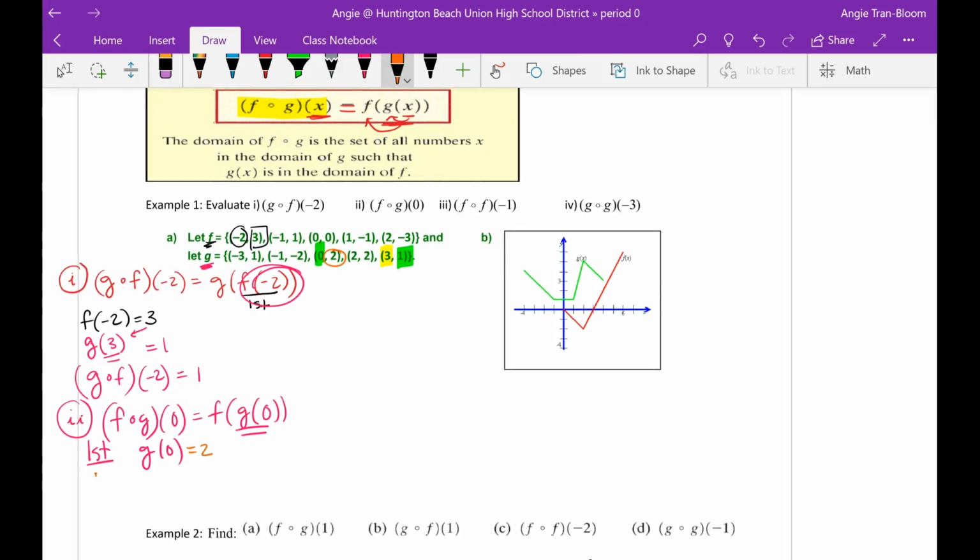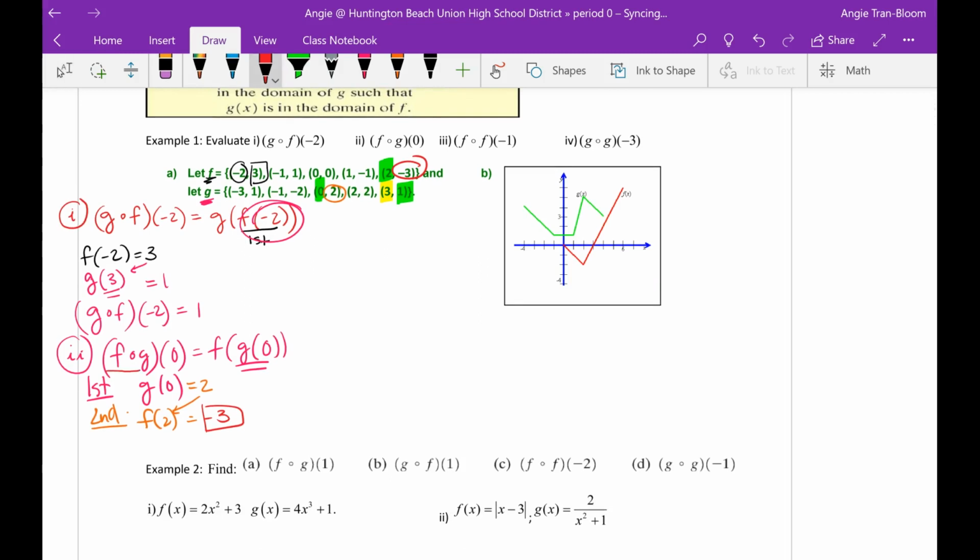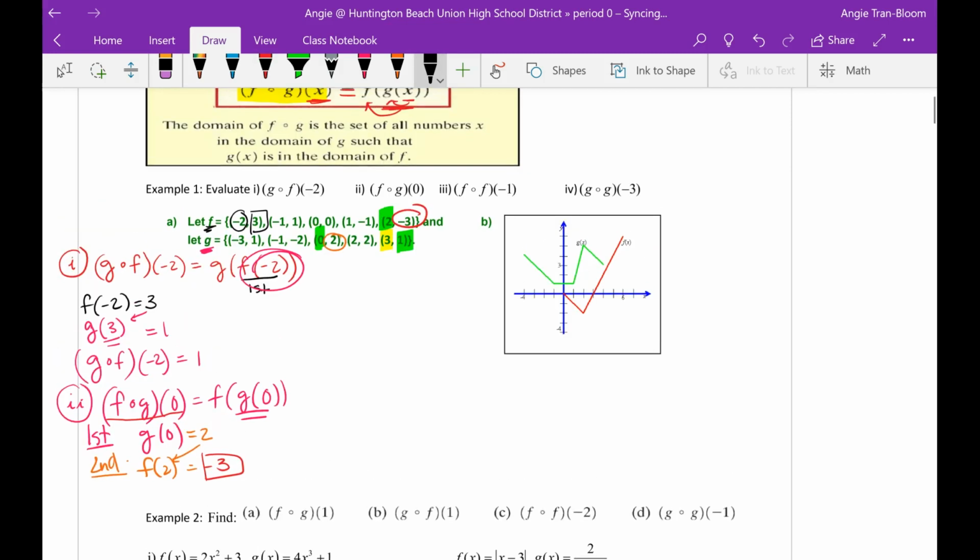Then the second step, okay, we are going to do f of 2. Okay, so this number goes here now. Now go to the f function and find 2 for the input. Okay, when the input is 2, the output is negative 3. So the final answer for the composition of f composed with g of 0 is negative 3. Next, we're going to do 3i.